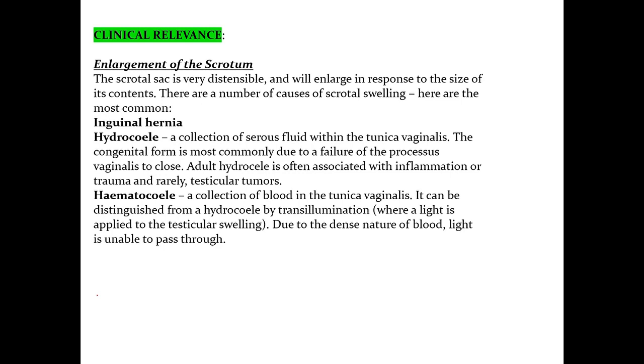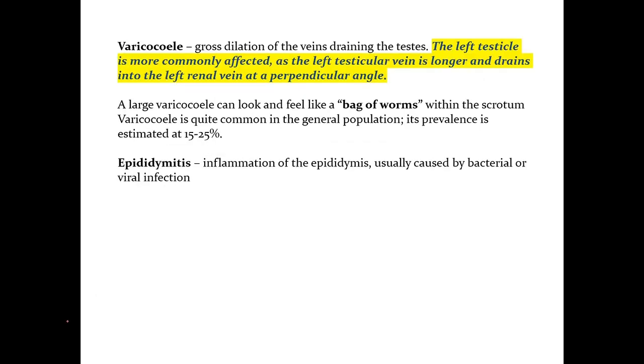Hematocele is a collection of blood in the tunica vaginalis. It can be distinguished from hydrocele by trans-illumination. You know hydrocele will brilliantly trans-illuminate, except if the content is turbid or bloody or the sac is thick. Those are the reasons why they will not trans-illuminate.